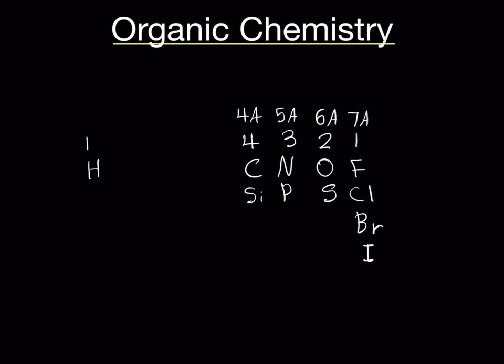The reason this is the case is because these elements want 8 electrons in their valence shell, and so each bond that they make adds 1 electron to their valence shell. And so since they want to all get to 8, they need the correct number of bonds to get there.